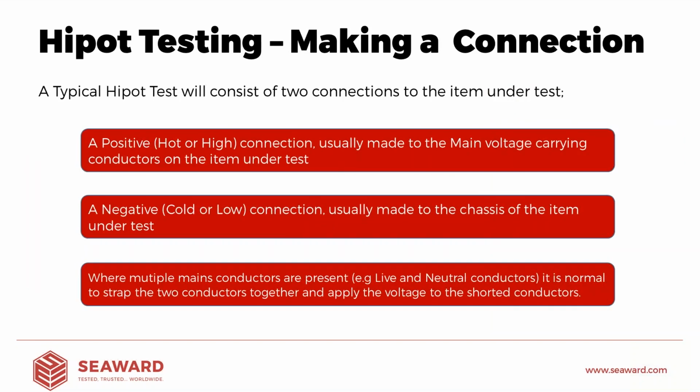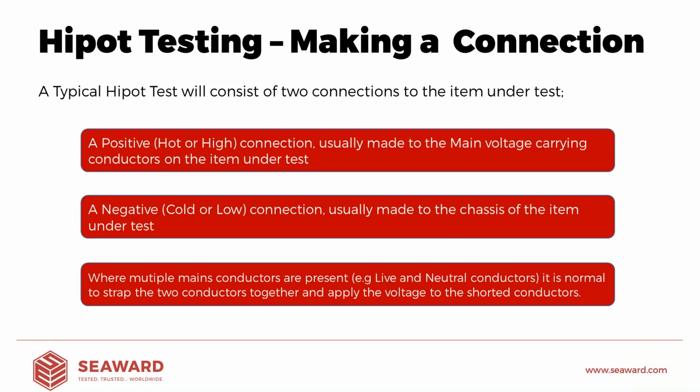So when we make the connection, how are we making this connection? Well, typically we're only making two connections. Although we may have multiple conductors, we're only making two connections. There's a positive end, or as it's commonly known, a hot or a high connection. And that connection is usually made to the main voltage carrying conductors. So your live, your neutral. We then have a negative, or again, it's commonly known as a cold or a low connection. And that's usually made to the chassis of the item under test.